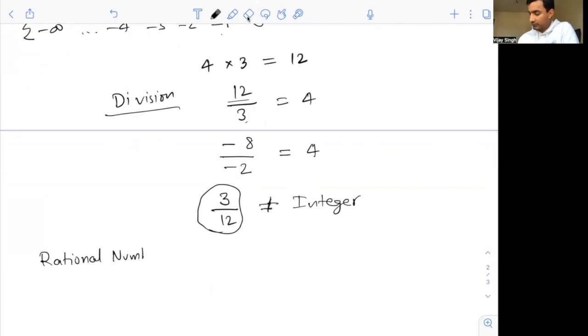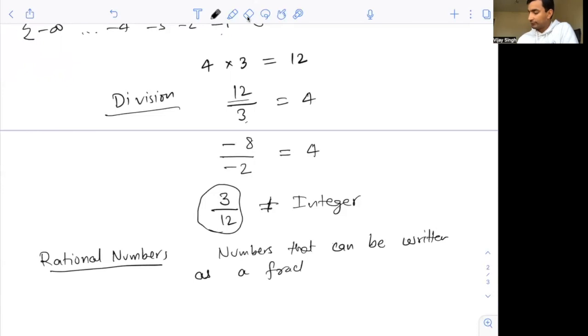Rational numbers. Okay. So rational numbers are numbers that can be written as a fraction in the form P over Q. Okay.